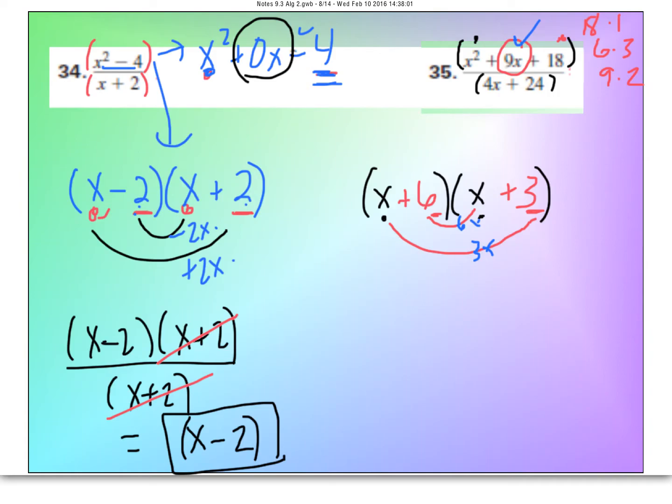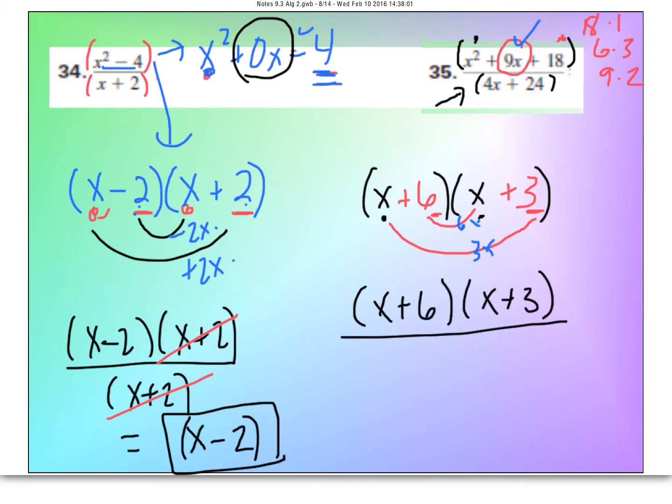Now to factor on the bottom, the only other thing you can do here is you can pull out a 4 from each thing. So let me just rewrite this so it's nice and clean. I'm going to show the clean factoring at the top. X plus 6 and x plus 3. Now to factor this bottom, you can factor out a 4.